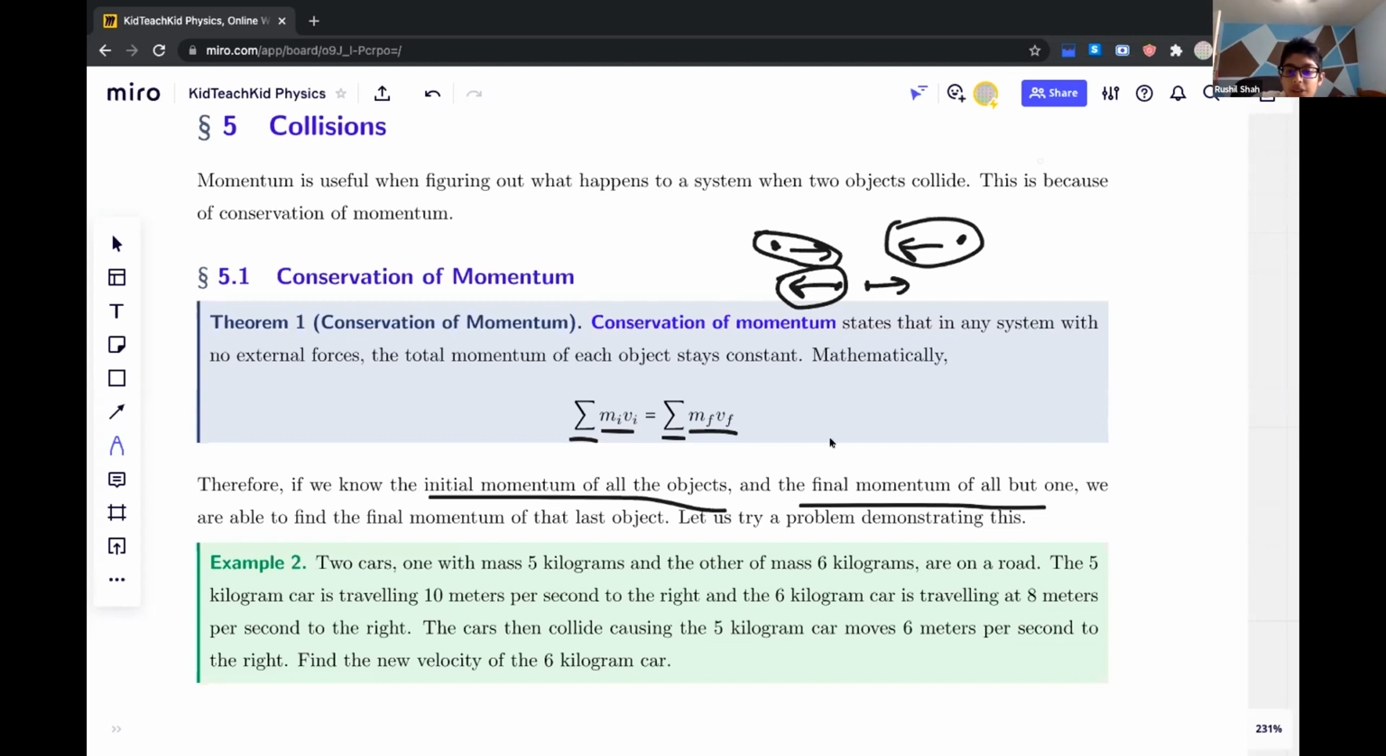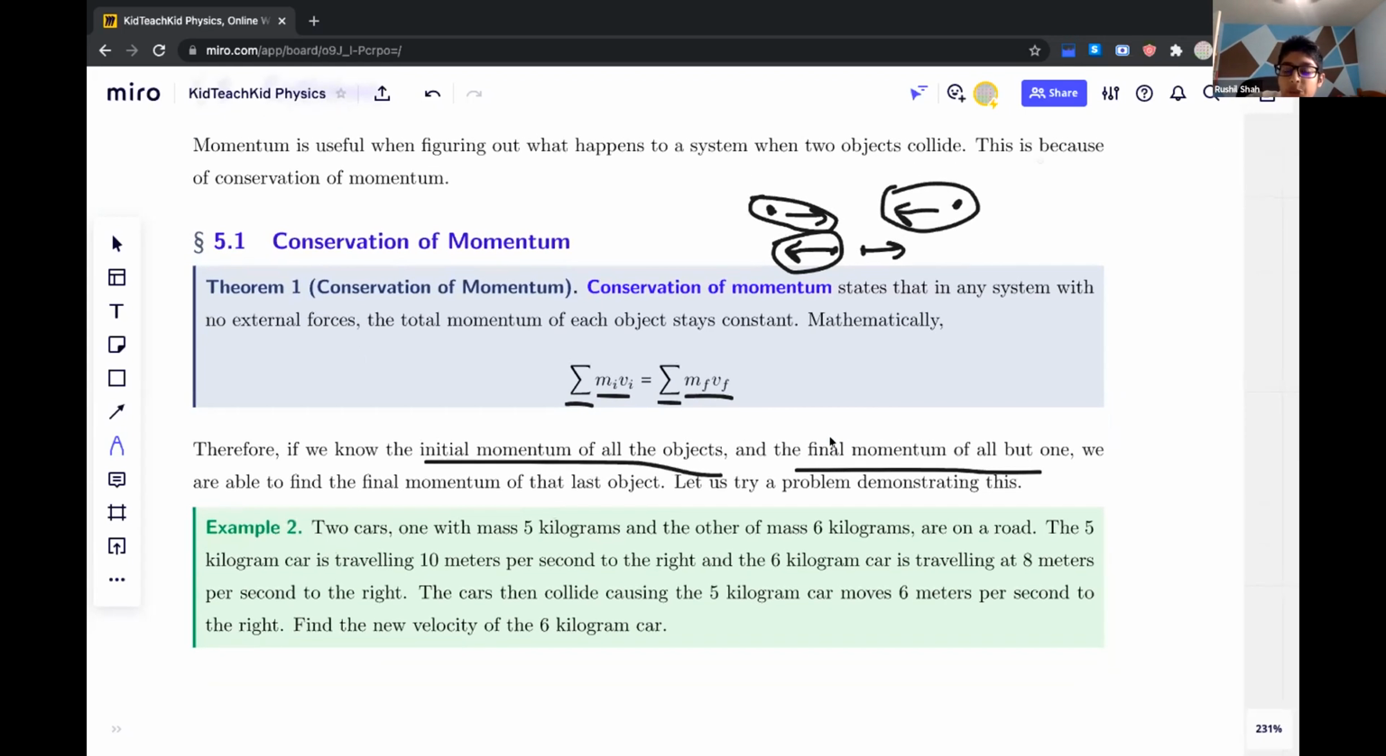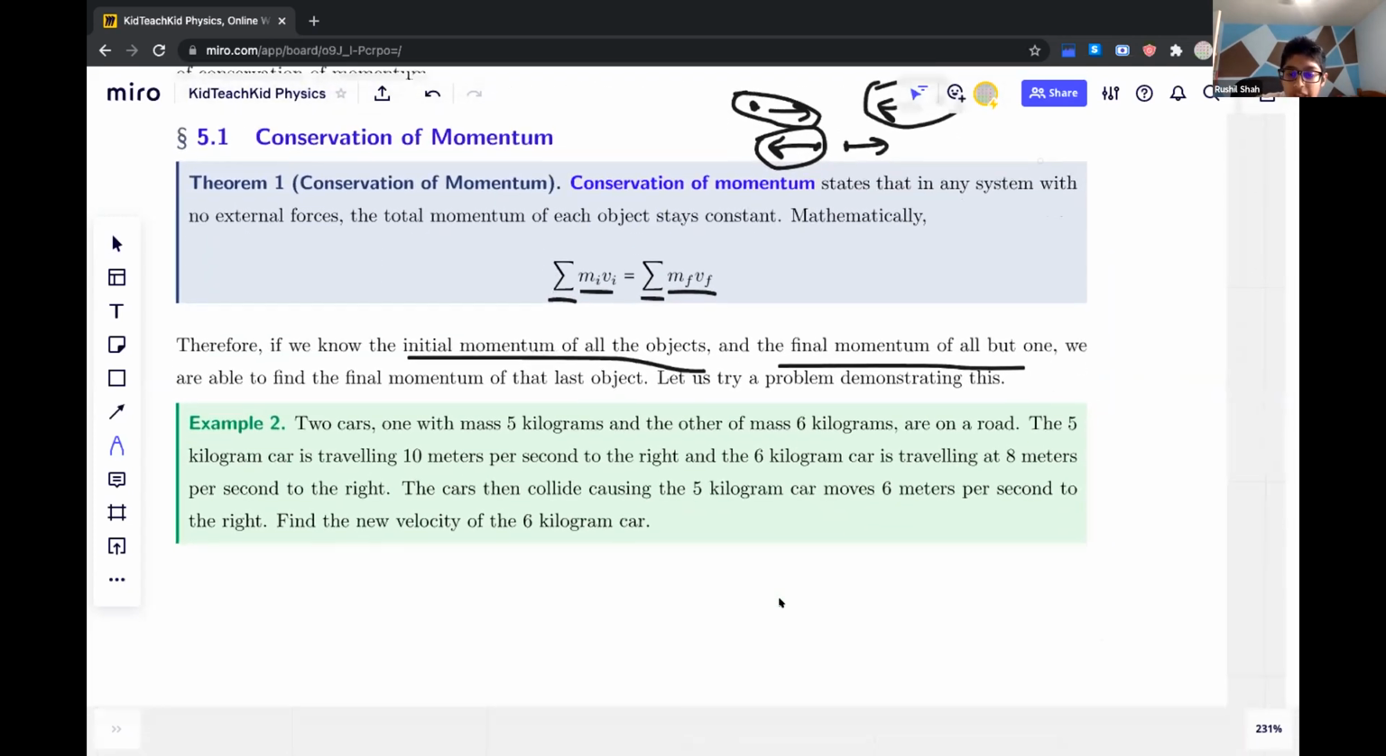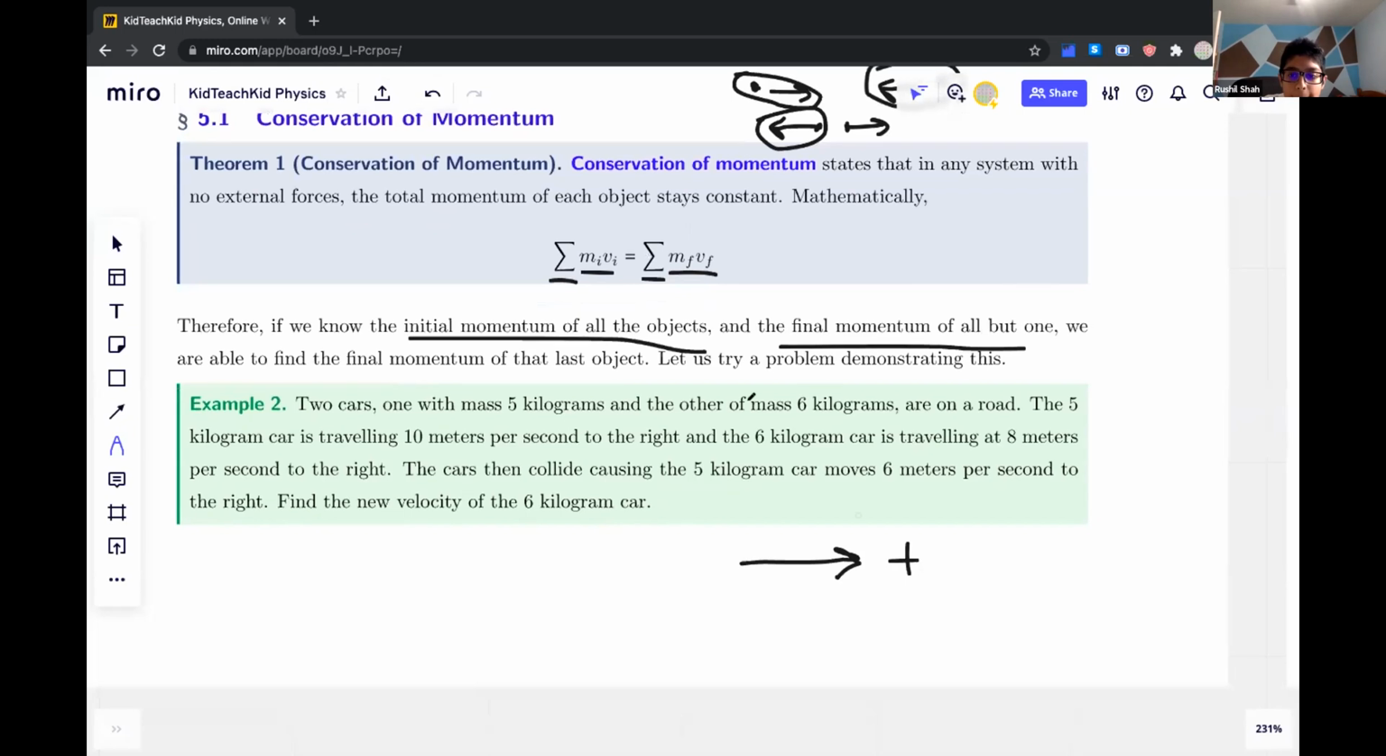Okay, so remember, momentum is a vector, which means the direction that it's pointing in matters. So for example, what I'm talking about is, let's say that stuff pointing to the right is positive. So any vector or anything pointing to the right is positive. So let's just draw out the situation. So we have some 5 kilogram car, 10 meters per second to the right, and another one moving at 8 meters per second to the right. So let's say this is the 5 and this is the 6.